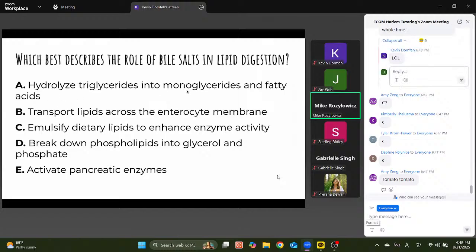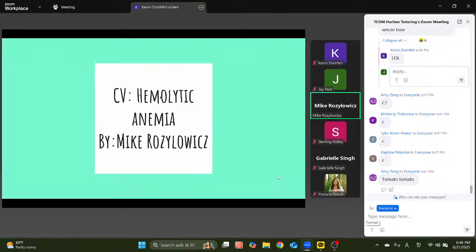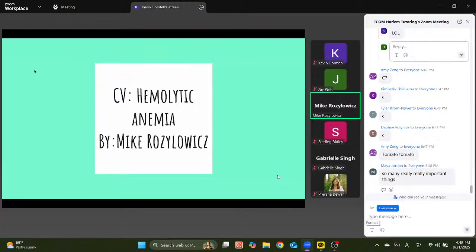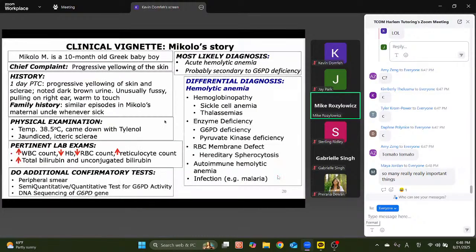Kevin, if you want to keep going. All right, so that's all the questions I got, guys. And then really quick, three CVs that I know you guys had to look at. I've just got the vignettes pasted here, and we're going to talk about and write down what's important. If you'll go to the next one, Kevin.